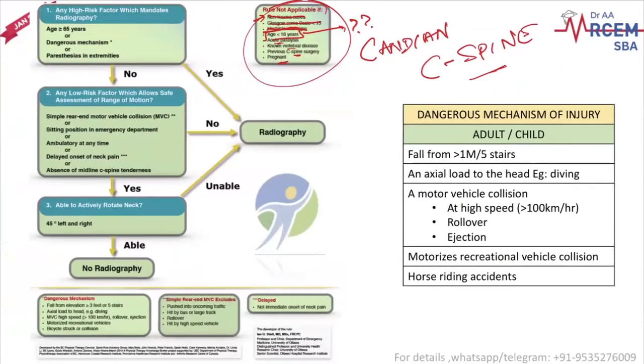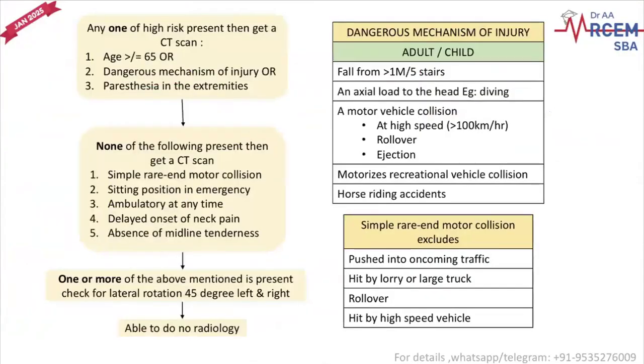What does the Canadian C spine rule say? It says if the patient's age is equal to or more than 65 years, if there is any dangerous mechanism of injury, or the patient complains of some paresthesia, some abnormal sensations in the extremities, might be upper limb or lower limb, then you get an immediate CT scan done. If none of the above is present, then what you do is you look at the 5 parameters.